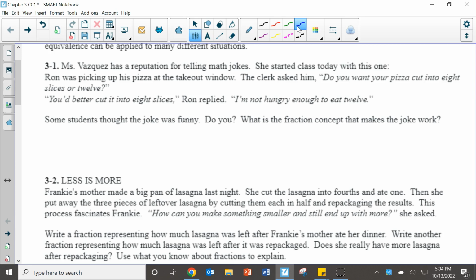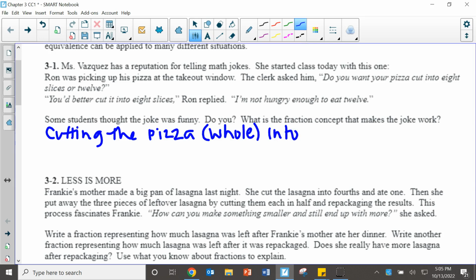Okay, so cutting the pizza, that would be like your whole. That's what we're working with. That is one whole pizza. Cutting it into 8 slices or 12 does not change the size.